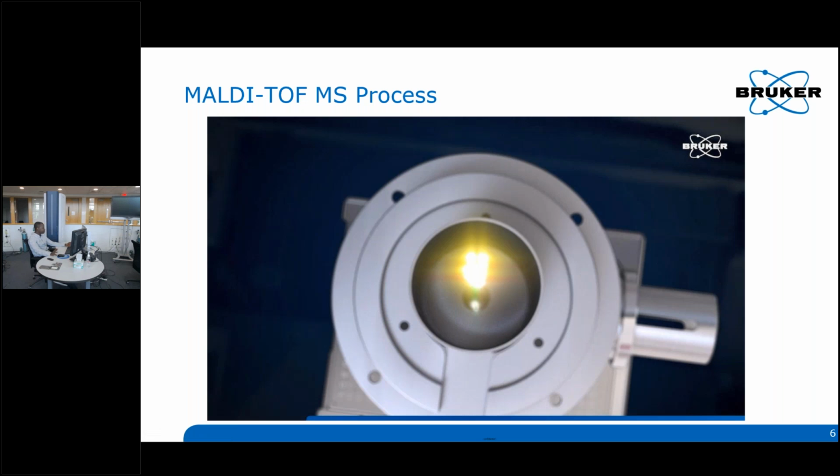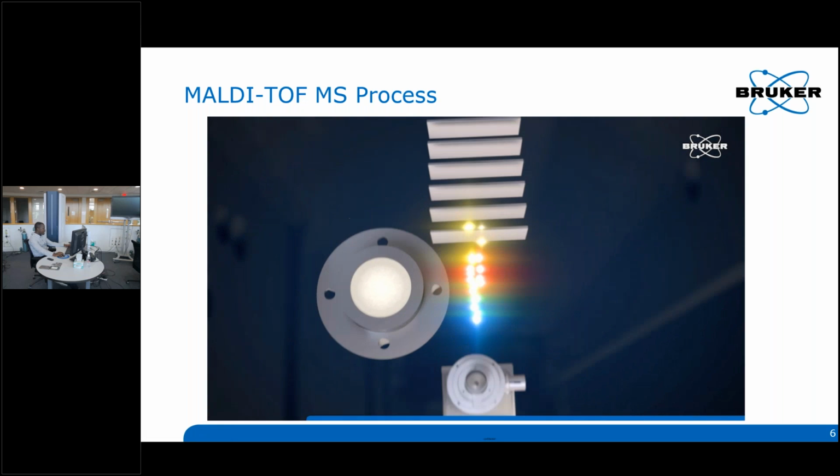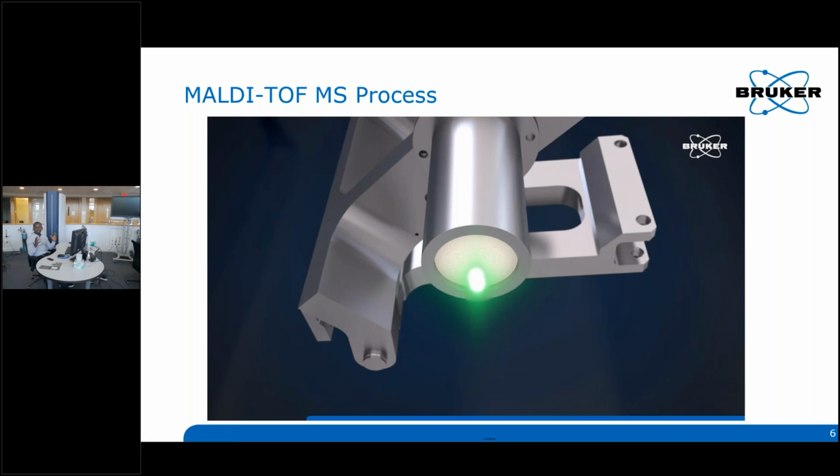The second step is the separation step, where your ions are accelerated into the tube of flight. Since you have the same voltage applied onto all the ions and you have the same flight distance, the ions travel at different speeds and separate in the tube of flight, reaching the detector at different times.